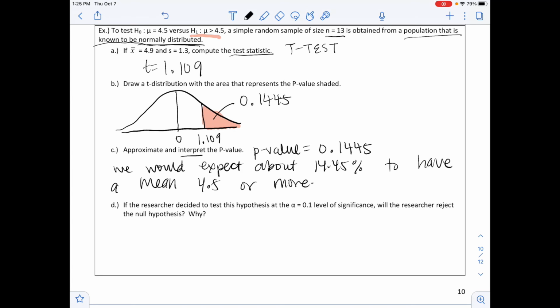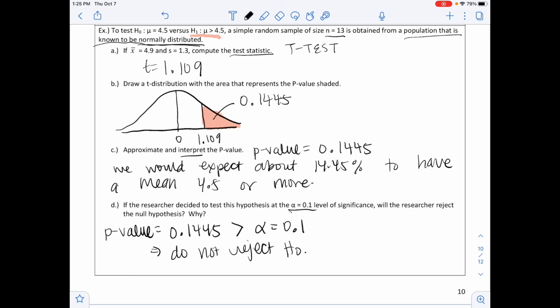Part D, right below this, says if the researcher decides to test the hypothesis at the alpha equals 0.1 level of significance, will the researcher reject the null hypothesis, and why? So our p-value here that we found earlier is 0.1445, and comparing this to alpha, which we have stated in the problem is 0.1, we can see that our p-value is greater than alpha, which means we do not reject H0. And we can write a conclusion here: the researchers are not going to reject H0 at the alpha equals 0.10 level of significance, and it's because the p-value is greater than alpha. It does ask for why here, so we can say because the p-value is greater than alpha.